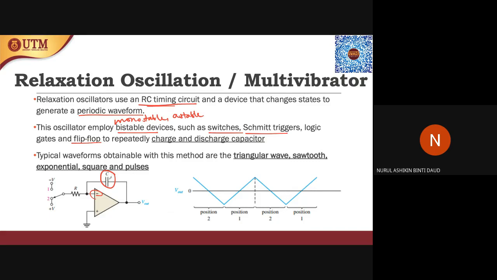Since the capacitor can collect an amount of current for a specific time, it involves charging and discharging of the capacitor. The typical waveforms obtained from this multi-vibrator are a triangular waveform, a sawtooth waveform, an exponential waveform, a square waveform, and a pulse waveform. Pulses like this, right?